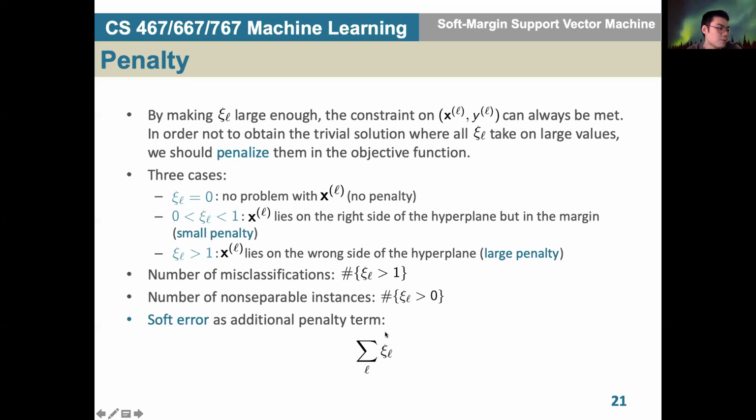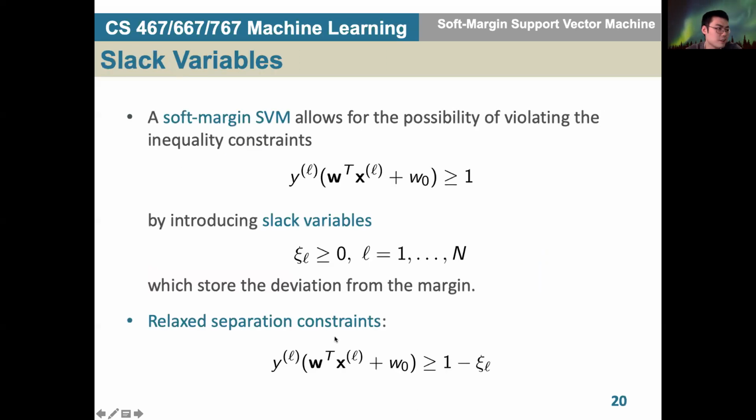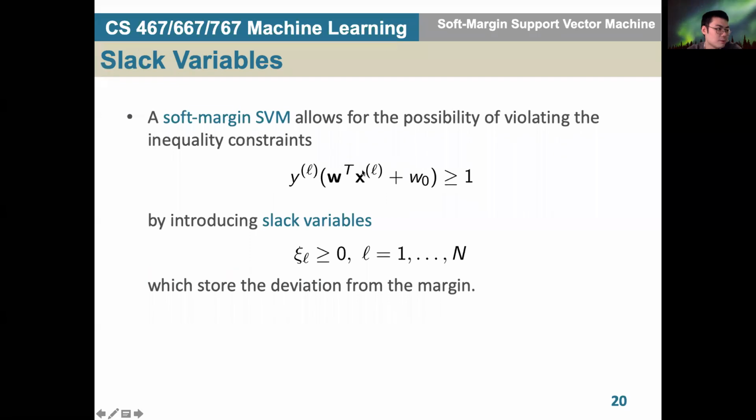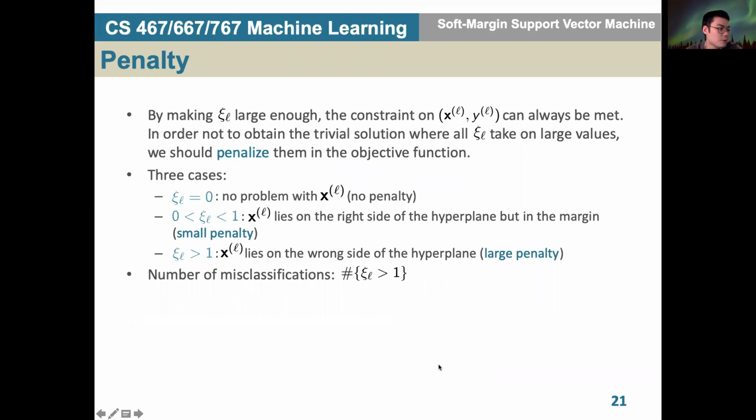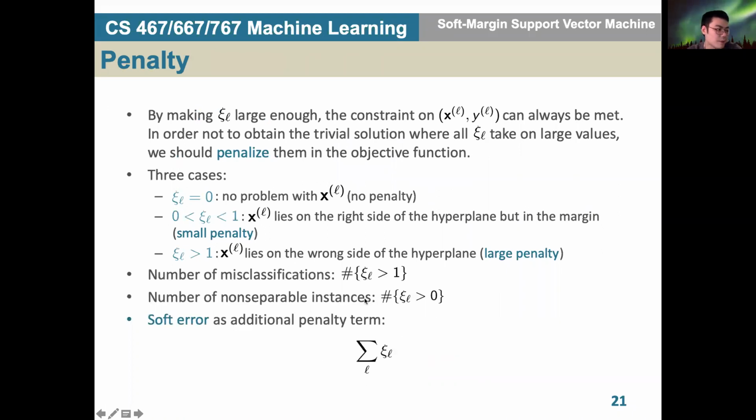Okay. For each row, we have a slack. Now for all the rows, how much total slack we have? Right? So this is the slack. This is the undesirable slack that we have to put in order to make all our data satisfy this requirement. We add some slack so that it's feasible. So we want to minimize this penalty term.